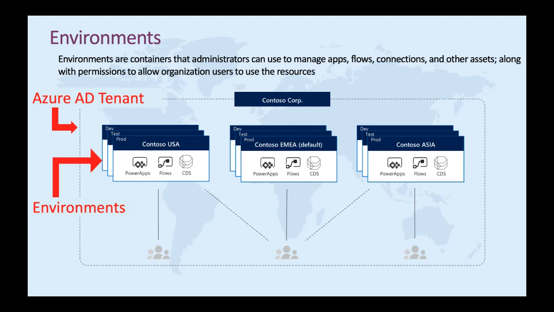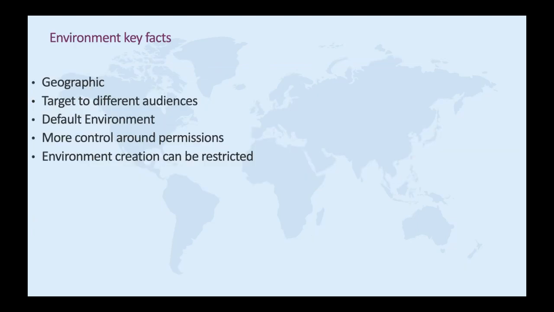So when you are ready to start planning your environments out, here are some of the key facts you want to think about. All environments are geographical, so they're tied to a geographic location that is configured at the time the environment is created. Keep that in mind. Another thing is environments can be used to target different audiences or different purposes, such as your dev, your test, and your production environment. So you're getting the traditional DevOps model.